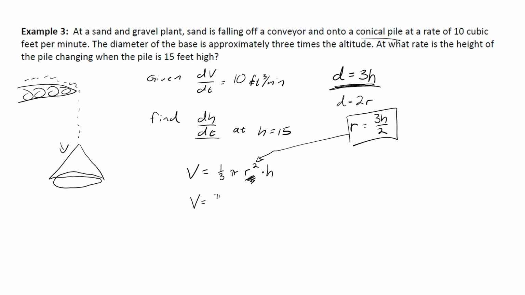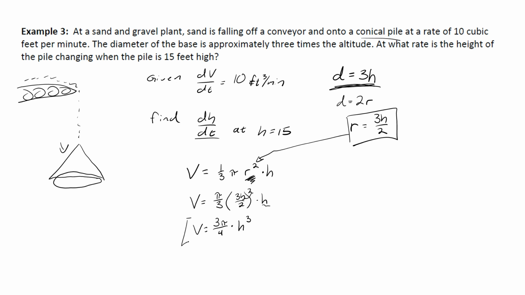So V is equal to pi over 3 times (3h over 2) squared times h. I'm going to simplify this a bit. So 3 squared is 9. 9 divided by 3 is going to be 3 pi over 4, because it's going to be 2 squared. My 3's are all canceled out. And then times h squared times h. So that's going to be h to the third. So V equals 3 pi over 4 times h cubed.